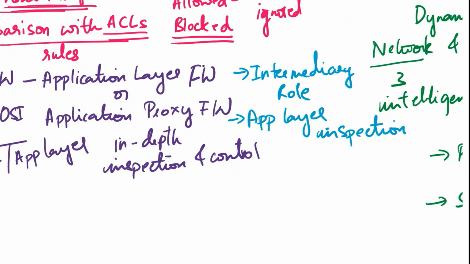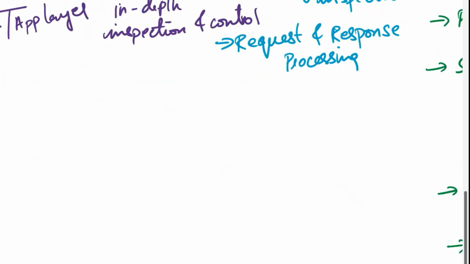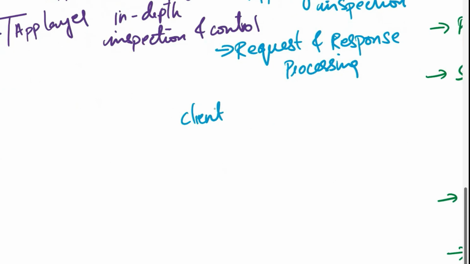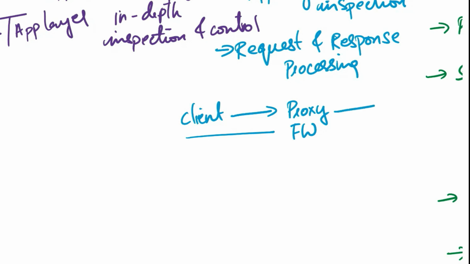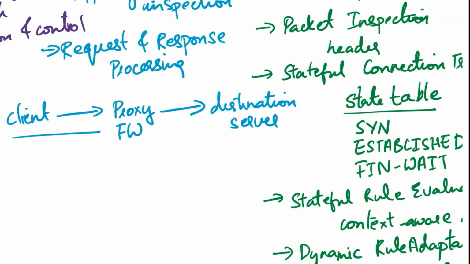This means they can inspect and analyze the content, protocols, and behaviors of specific applications. Next characteristic is request and response processing. So, there is a client. Like I mentioned, the client sends the request to the proxy firewall instead of the server. So when a client sends a request, the proxy firewall forwards the request to the destination server. And this is forwarding on behalf of the client, right?